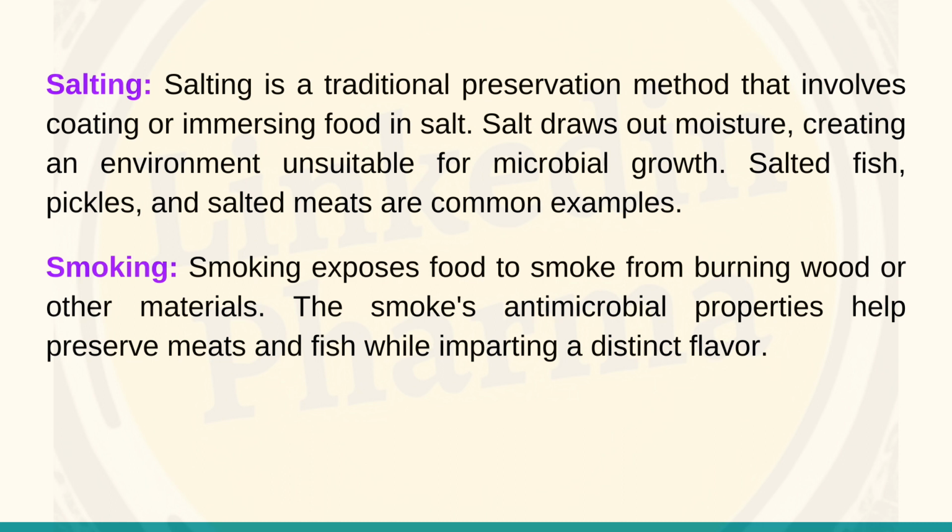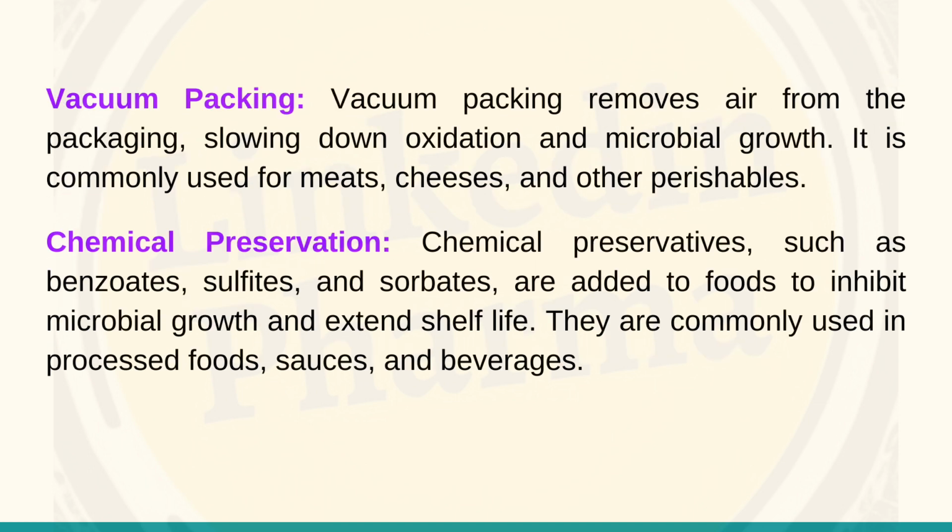Smoking. Smoking exposes food to smoke from burning wood or other materials. The smoke's antimicrobial properties help preserve meats and fish while imparting a distinct flavor. Vacuum packing. Vacuum packing removes air from the packaging, slowing down oxidation and microbial growth. It is commonly used for meats, cheeses, and other perishables.